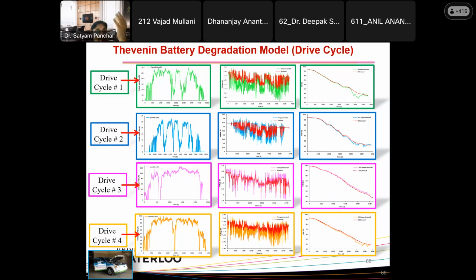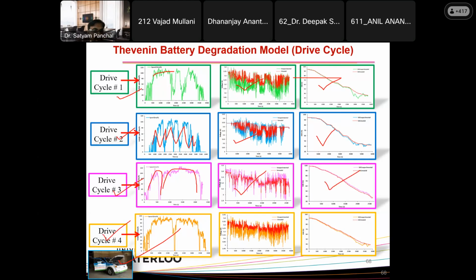After that, as we collected several drive cycles, we validated those drive cycles. This is the typical drive cycle, the green one is drive cycle number 1, which has highway driving and city driving. Corresponding voltage validation and state of charge validation is over here. Drive cycle number 2 is typically city driving, and the corresponding voltage and state of charge validation is there. Then drive cycle number 3 is basically city driving as well as highway driving, and the corresponding voltage and state of charge validation is provided over here.